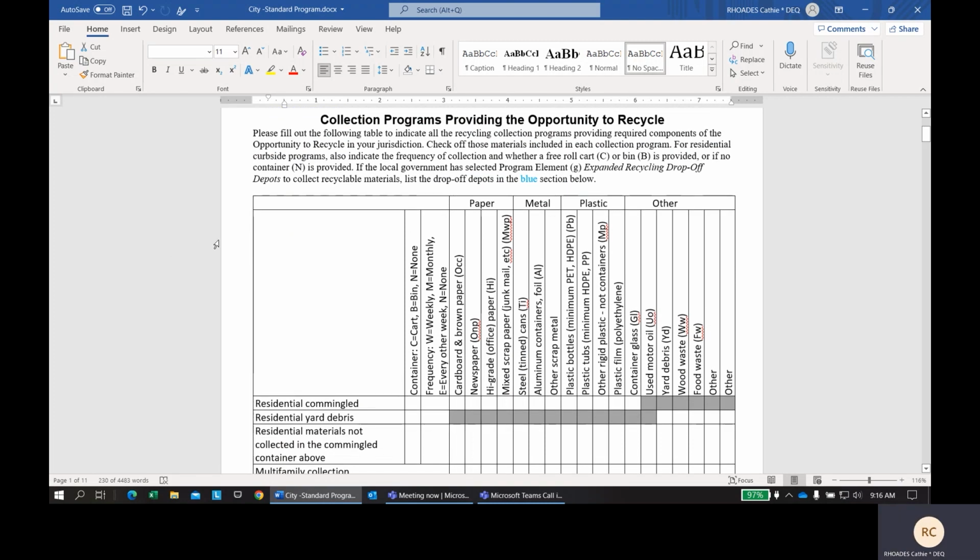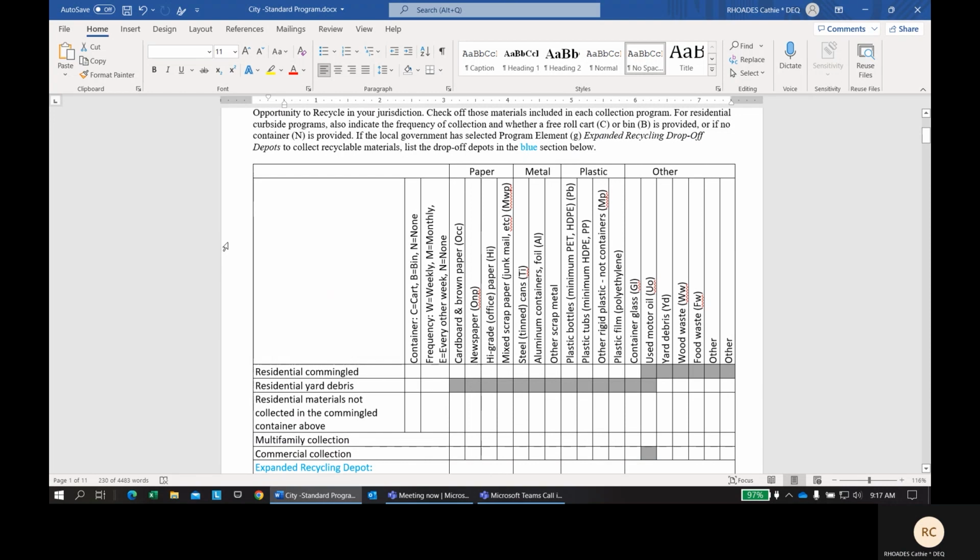The first table is for you to show us what materials are collected, where, and how they are collected in your community. Materials that are collected residential, commercial, multifamily, or at a depot. So you can complete this section by indicating what materials are collected and how, such as commingled or on the side.